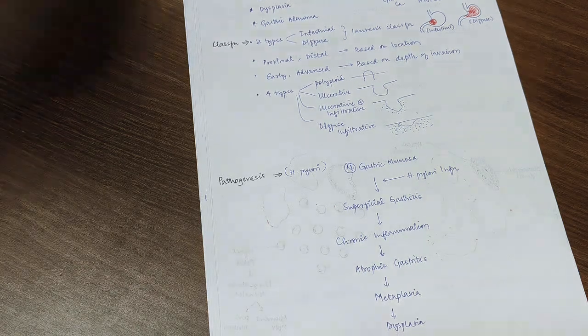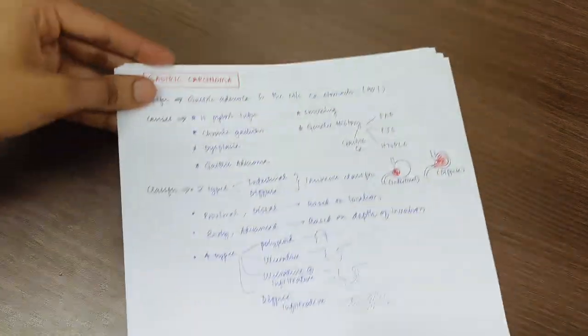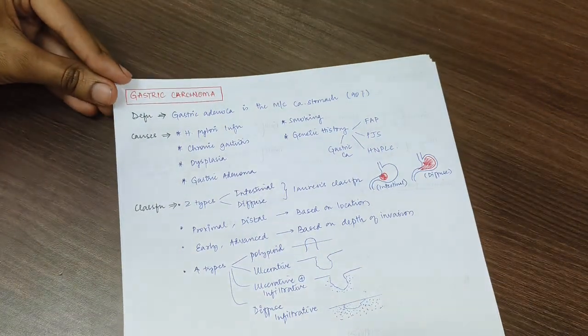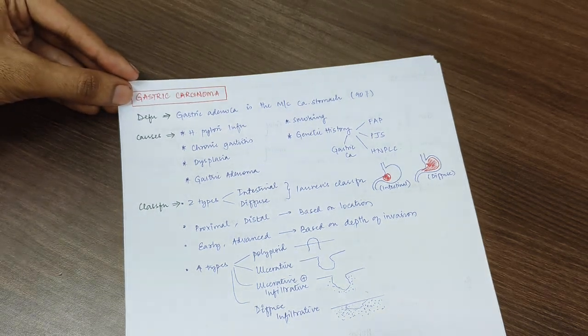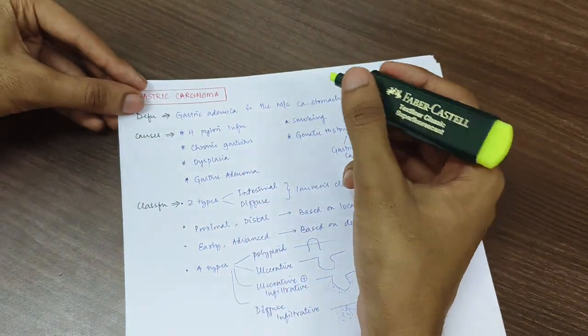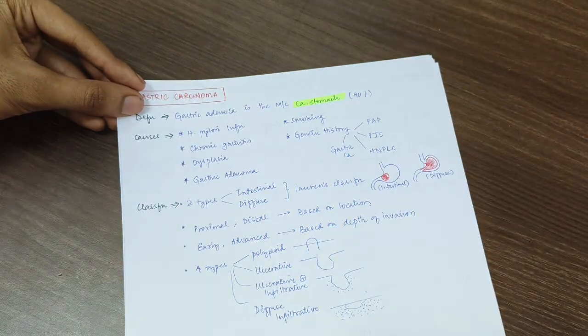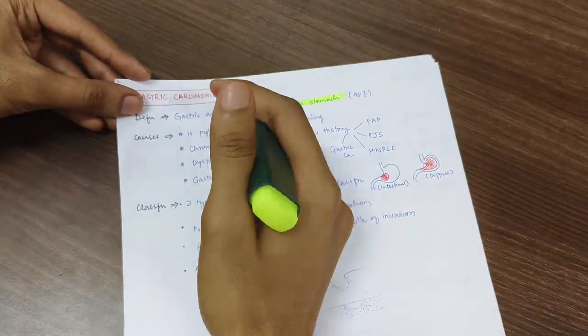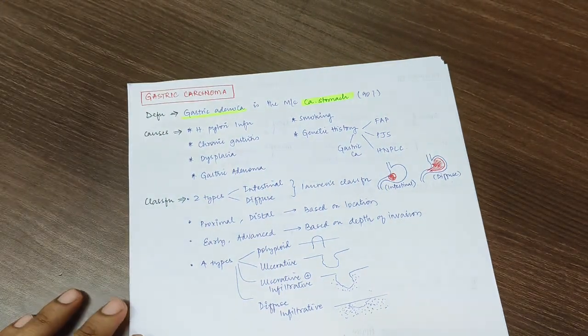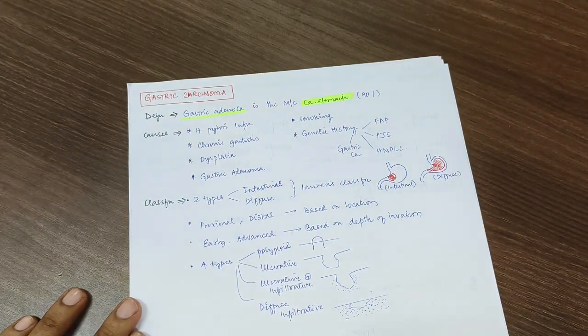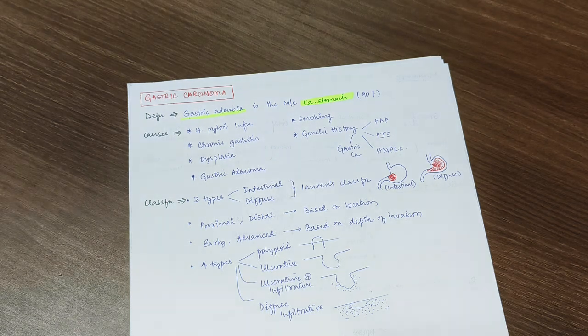Next, coming to the GIT. First it is gastric carcinoma. Definition, it's a gastric adenocarcinoma, most commonly seen in carcinoma stomach. It's a gastric adenocarcinoma which is affecting the stomach in 90% of cases.